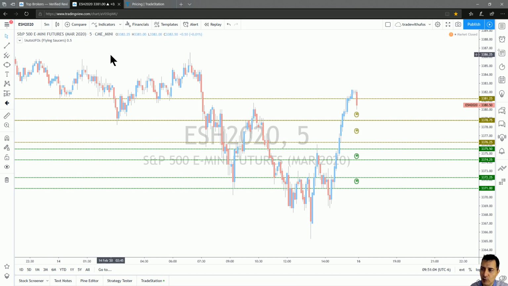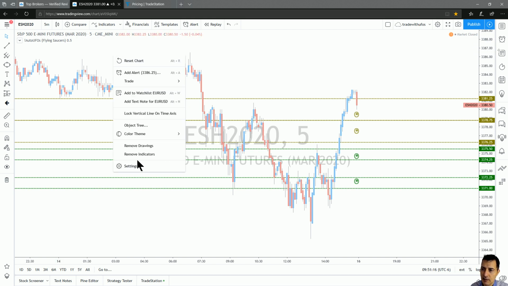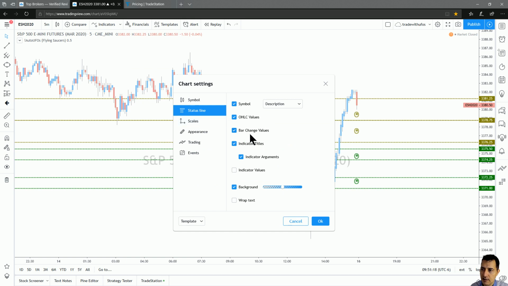So here's your AutoUFOs. So what do I see? Well, I see AutoUFOs and I see the argument 0.5. I see indicator titles and arguments, but I don't see the values of the indicator. All those values that you see on the price axis, I don't see here. But if I want, I could have it.